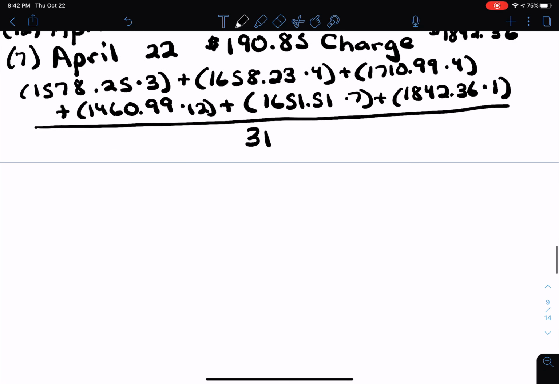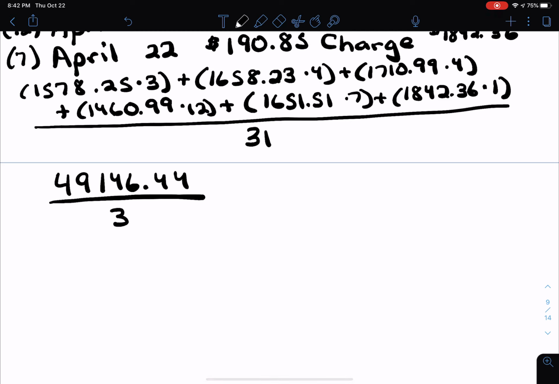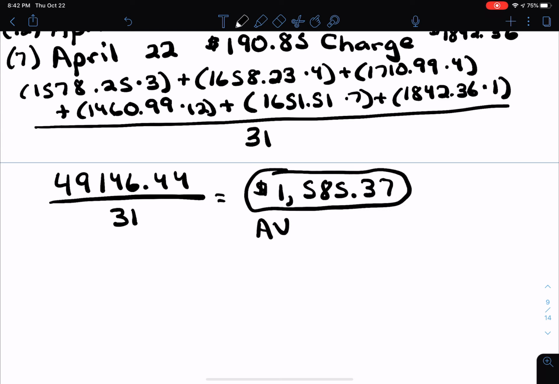All right, so when I did that, my top number came out to $49,146.44, and then divide by those 31 days, and I got $1,585.37. So this was my average daily balance.